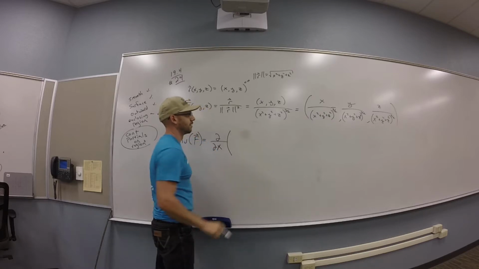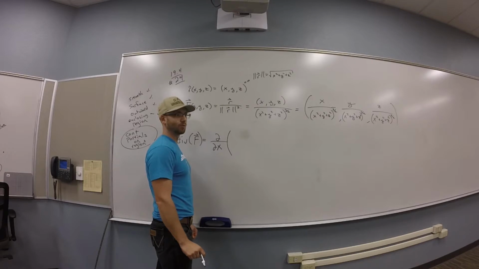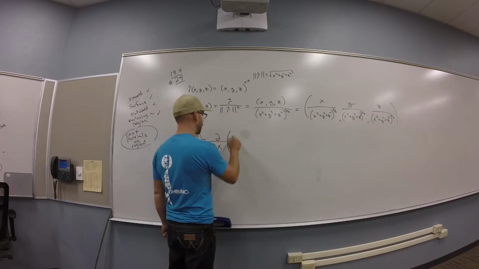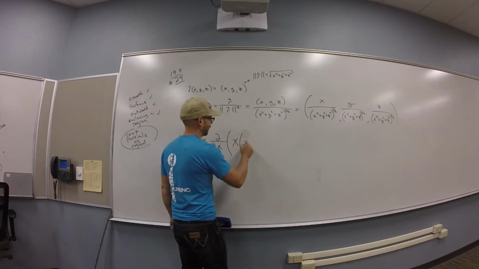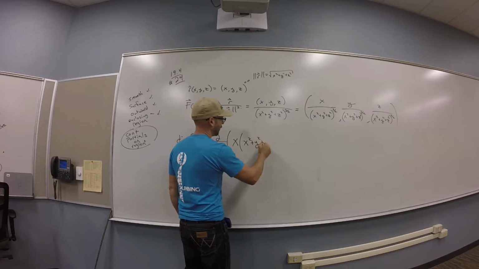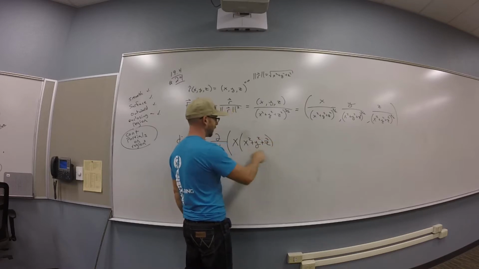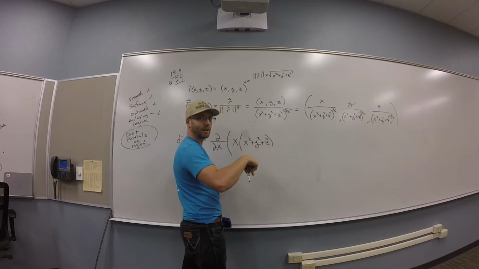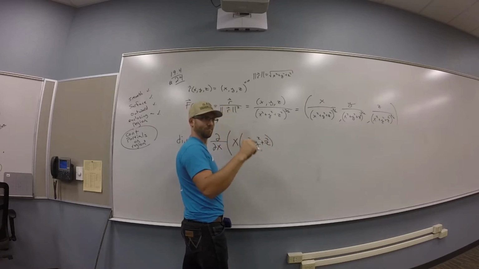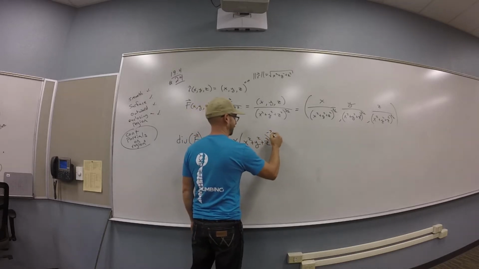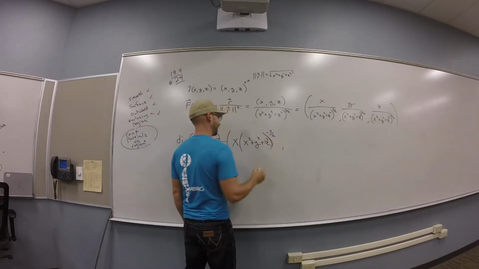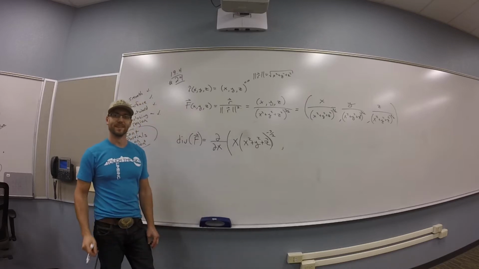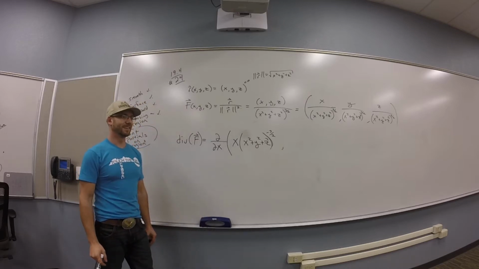Uh-oh. You guys remember how to use the quotient rule? Let's just use the product rule. So I'm rewriting the bottom, x squared plus y squared plus z squared to the 3/2 on the bottom, as negative 3/2. My gosh, what was I even thinking? I'm sorry. We've all done it. It's okay.